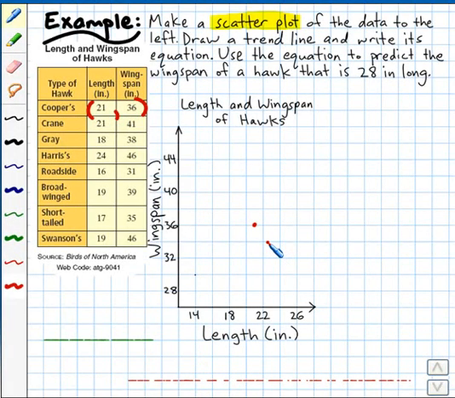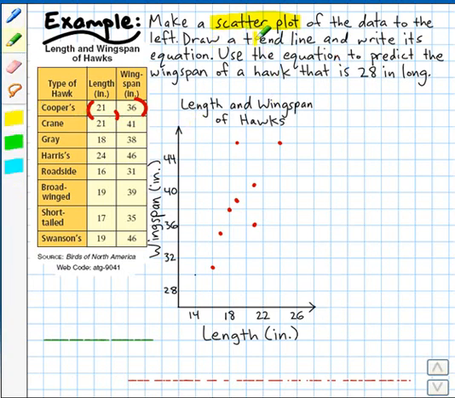Alright, welcome back. The next point you should have plotted is (21, 41), then (18, 38), (24, 46), (16, 31), (19, 39), (17, 35), and the last ordered pair is (19, 46). So this is what your scatter plot should look like.